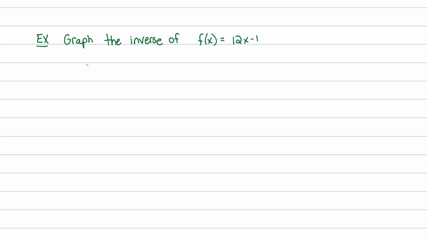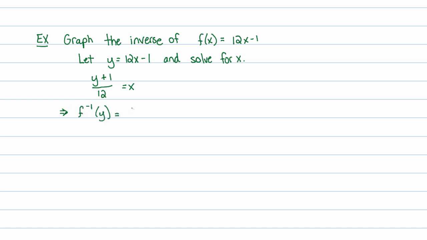So to find the inverse function, we're going to let y equal 12x minus 1, and then we're going to solve for x. When I do that, I'll get the following: y plus 1 over 12 is equal to x. Now technically, that's my inverse function. That implies that f inverse of y is equal to y plus 1 over 12.